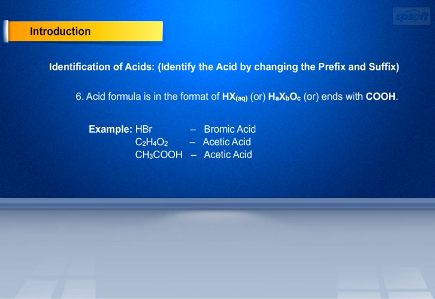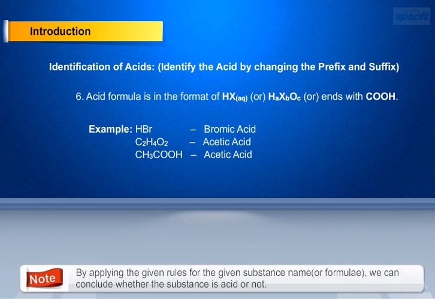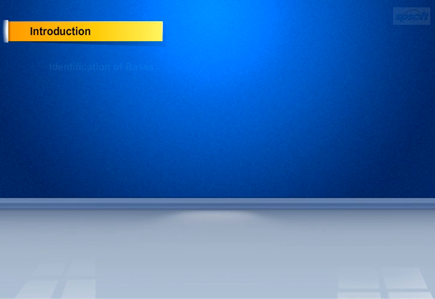And example 3. Acetic acid, that is CH3COOH. It is an organic acid. Here CH3COOH satisfies COOH formula format. Here note that, by applying the given rules for the given substance name or formulae, we can conclude whether the substance is acid or not. Till now we learned how to identify an acid.